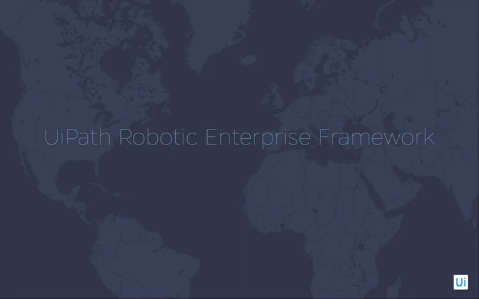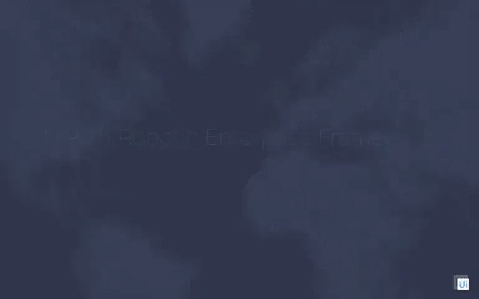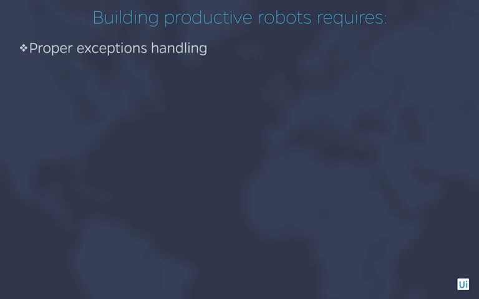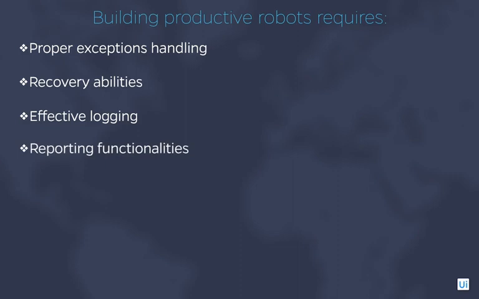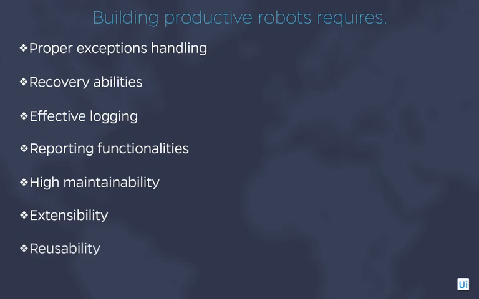In RPA, we almost never see 100% automation. There are always exceptions. Therefore, we have to design robots that can deal with every possible situation. They need to have proper exception handling and recovery abilities, as well as effective logging and reporting functionality. Moreover, high maintainability and extensibility, reusability, and ease of development are only some of the qualities that productive robots should have.